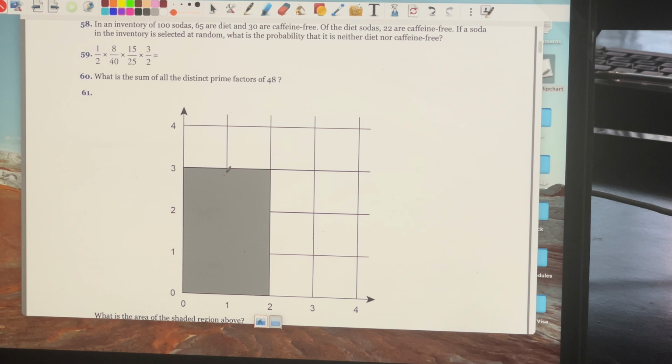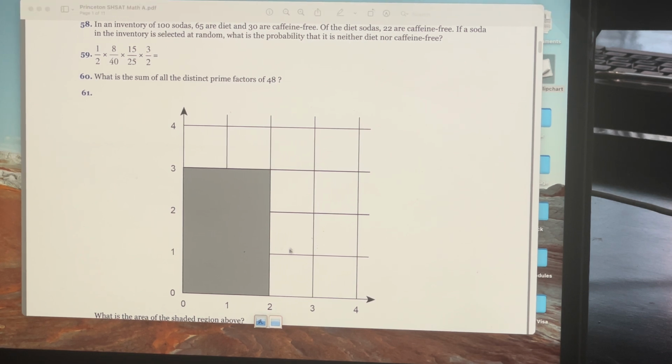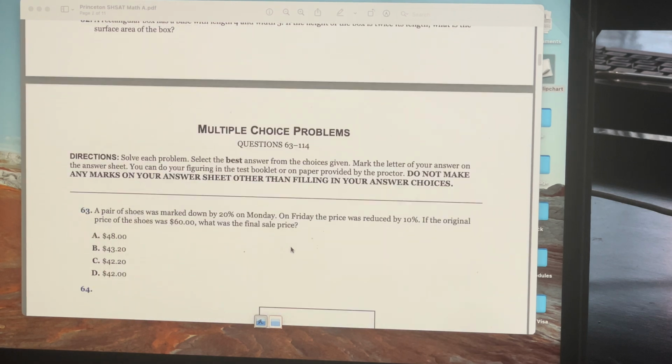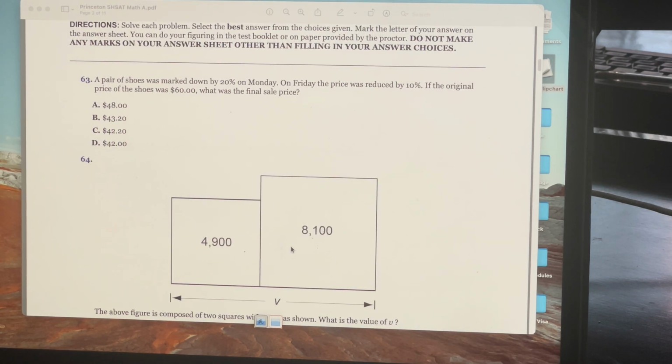59 is just a matter of cross canceling. So the next one that I assigned was 63. Okay, so we have a $60 original price for the shoes. It was marked down by 20%. So if you mark down by 20% and you want to know what you're responsible for, well, you're responsible for 80% of the shoes, right?